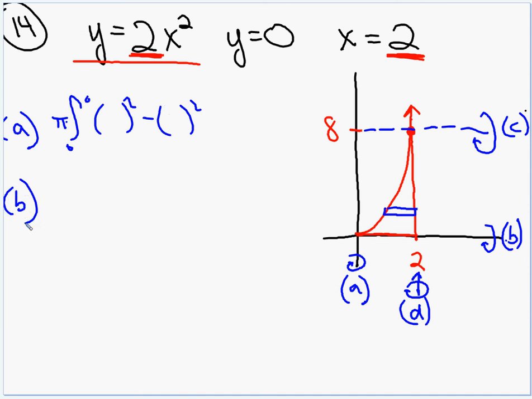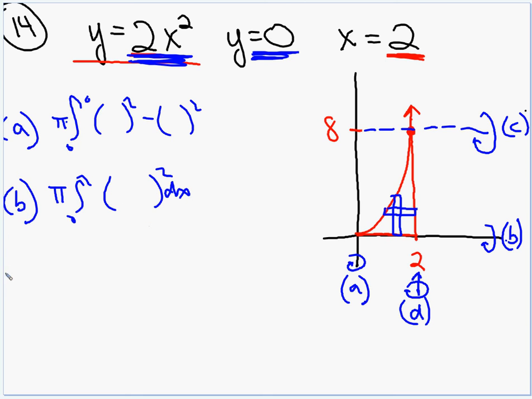Part B, we're now to the x-axis rotation. So that would be pi. We'd go from 0 to 2, and that would just be quantity squared here. What's touching the top of the rectangle minus what's touching the bottom of the rectangle. So that'll just go in there, and that'll be with respect to x.